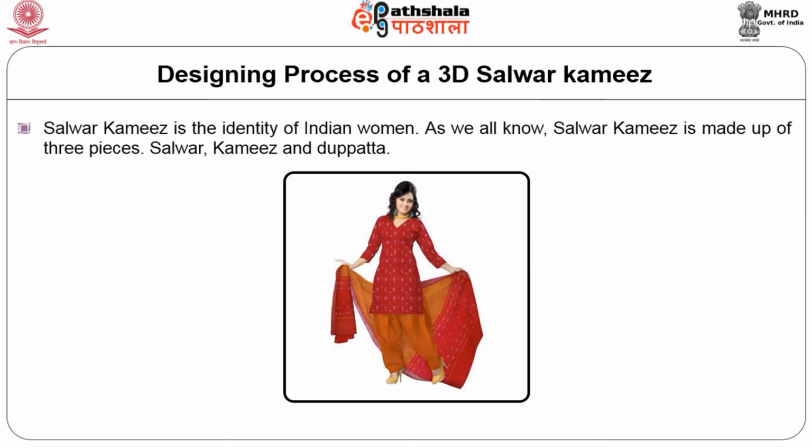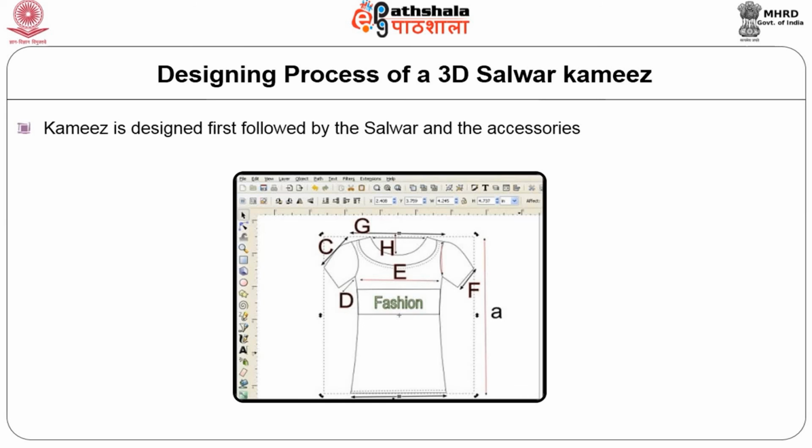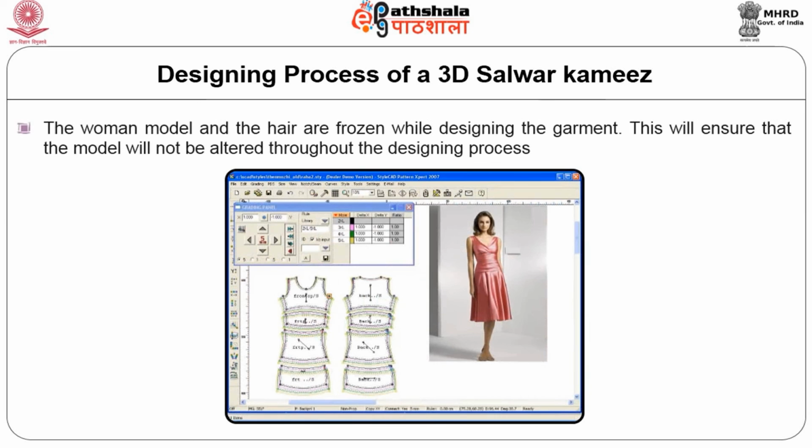Now I am going to present to you the step-by-step process of designing a Salwar Kameez in 3D form. Salwar Kameez is made up of 3 pieces: Salwar, Kameez and Dupatta. In the process I am going to teach you, the Kameez is designed first, followed by the Salwar and the accessories. The woman model and the hair are frozen first while designing the garment. This will ensure that the model will not be altered throughout the designing process.